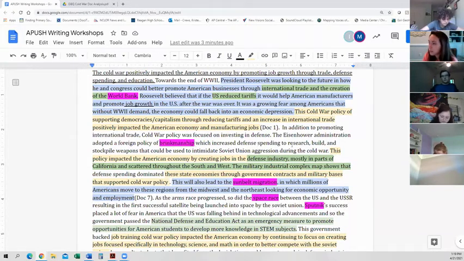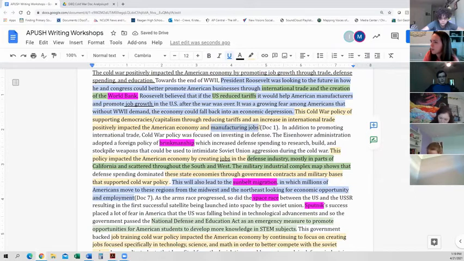Brinkmanship, which increased defense spending to research, build, and stockpile weapons that could be used to intimidate the Soviet Union aggression during the Cold War. This policy impacted the American economy by creating jobs. That's my supports, right? Making connections. I said something about jobs. I need to underline it. Did I miss any other jobs?